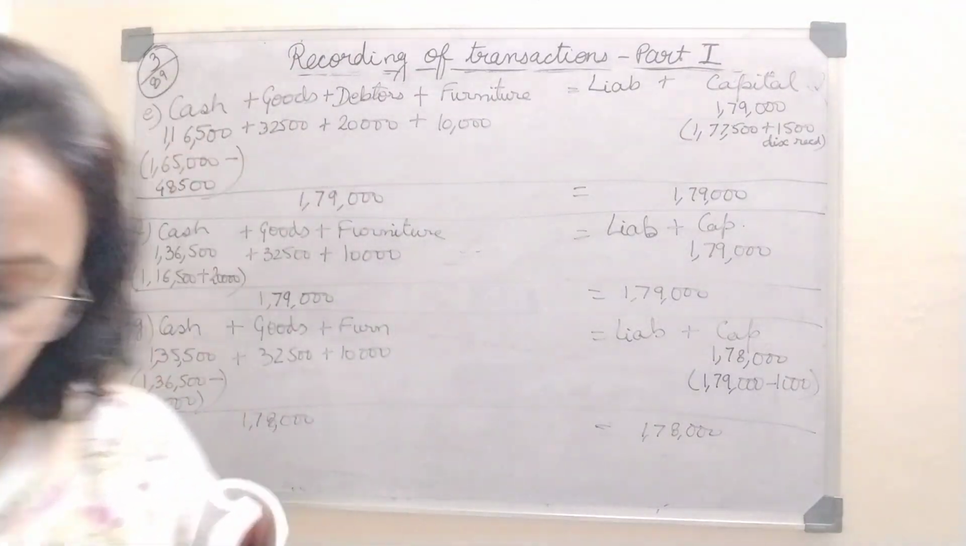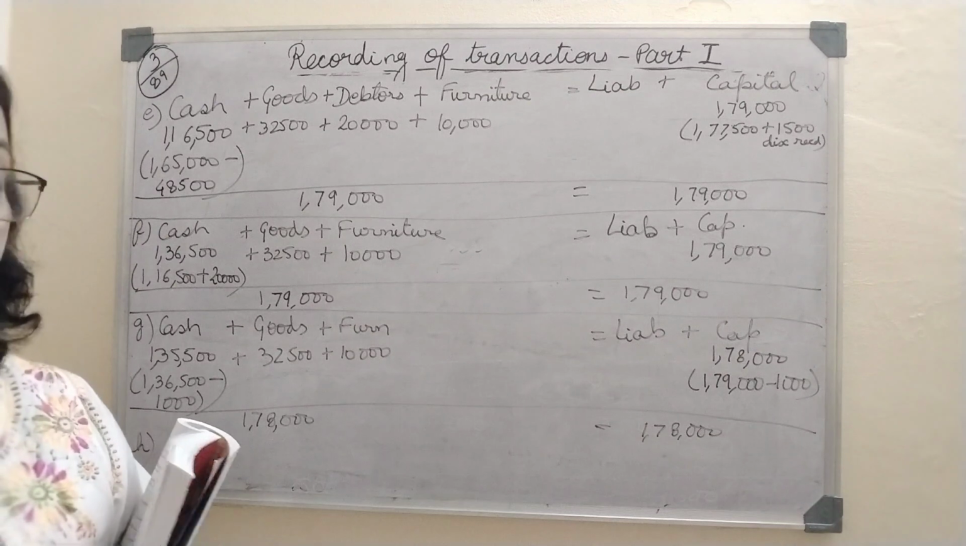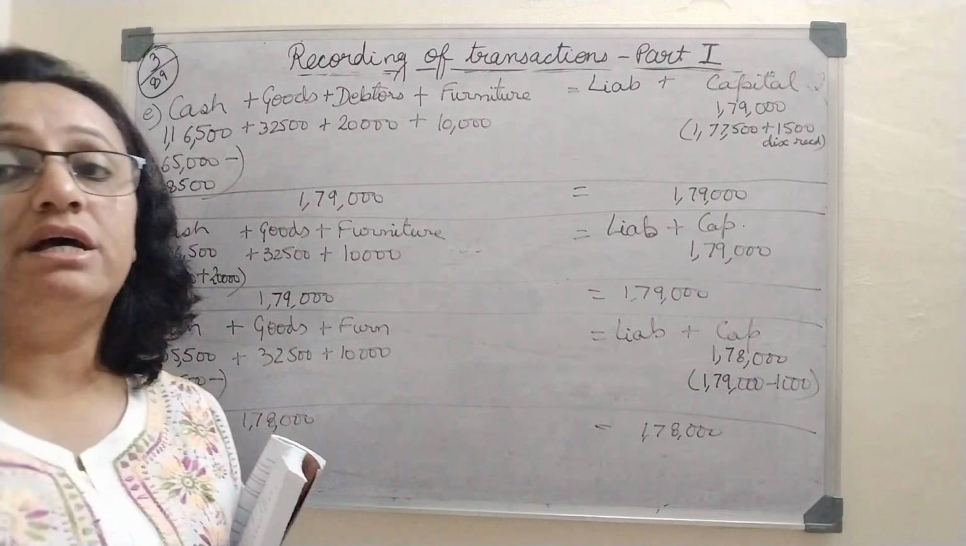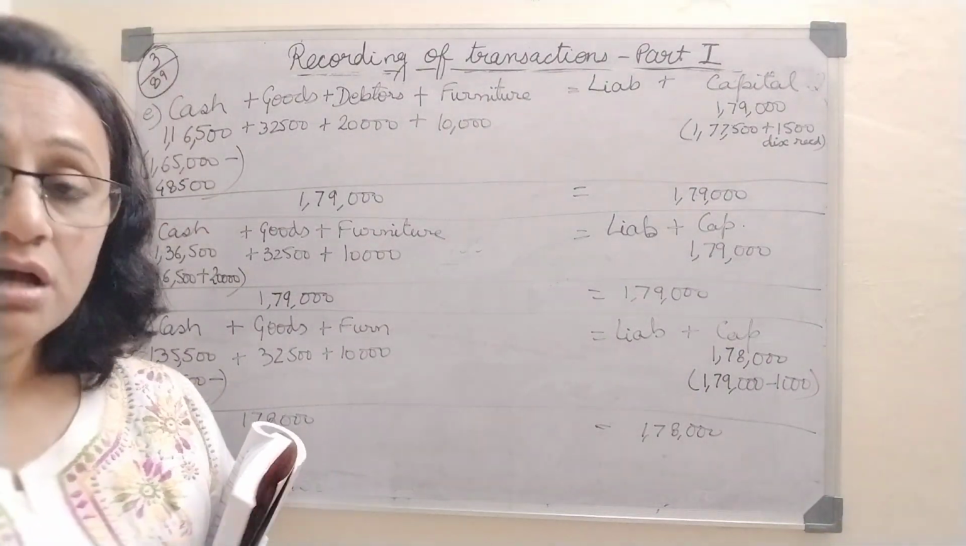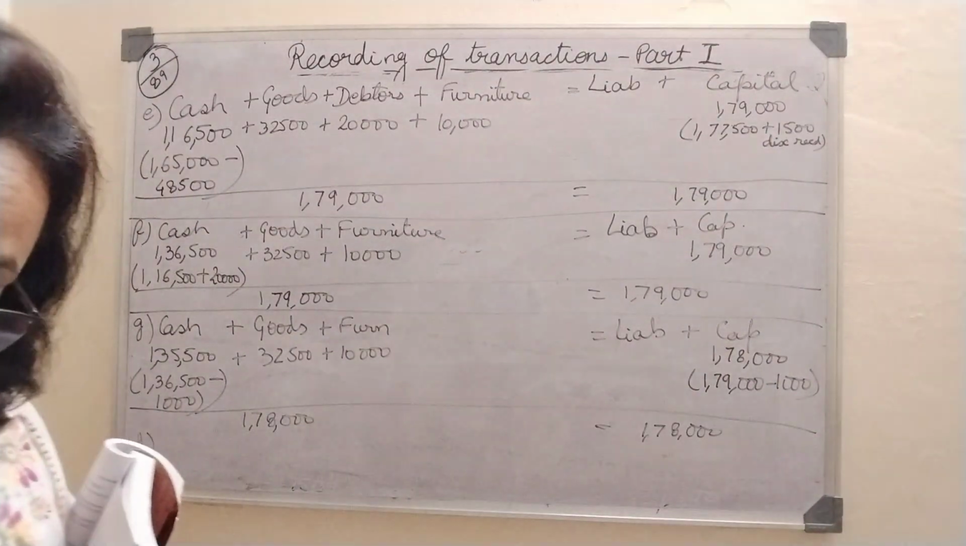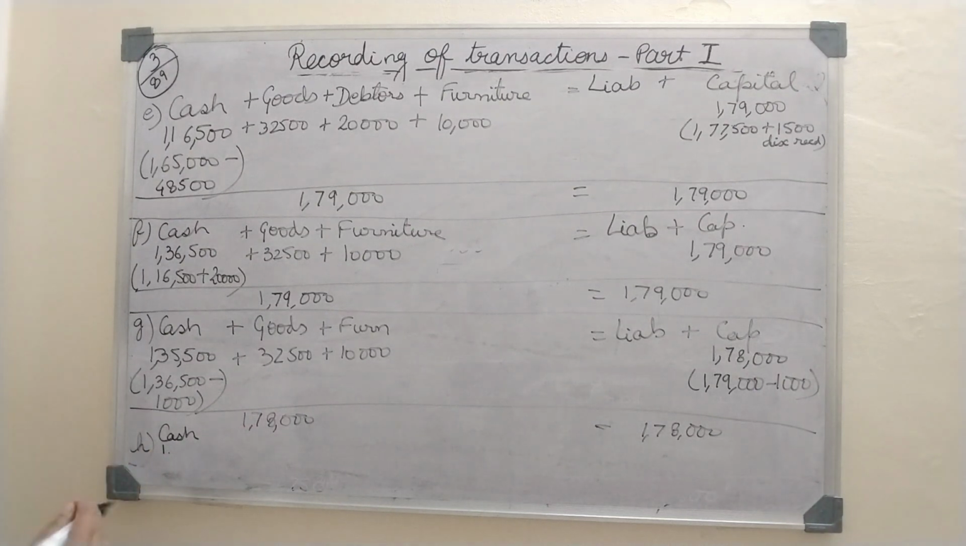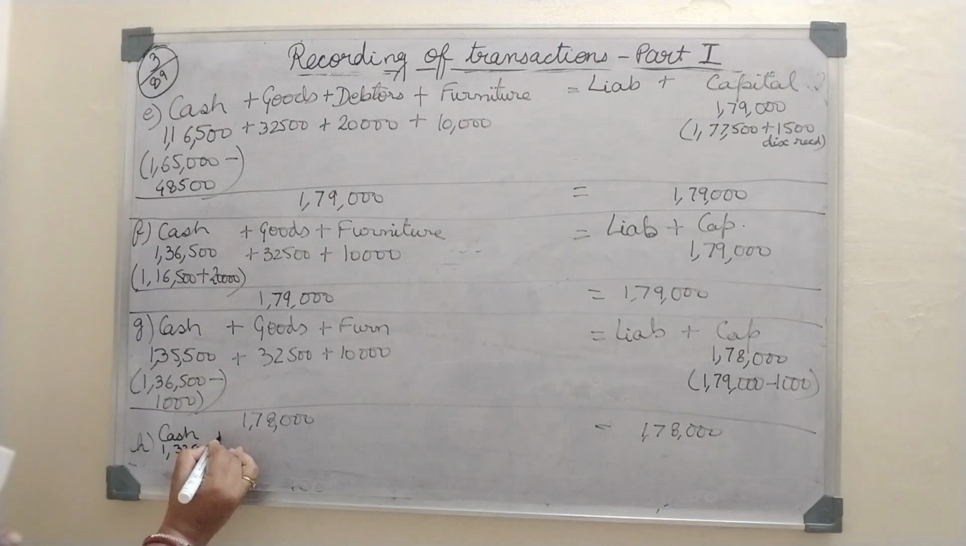Okay. So now the last one, cash withdrawn for personal use. I told you earlier also, whenever cash is withdrawn for personal use, it is called drawings. So that amount will again be subtracted from cash. So cash will become, it is for 3000. So 135500 minus 3000 comes to 1,32,500.